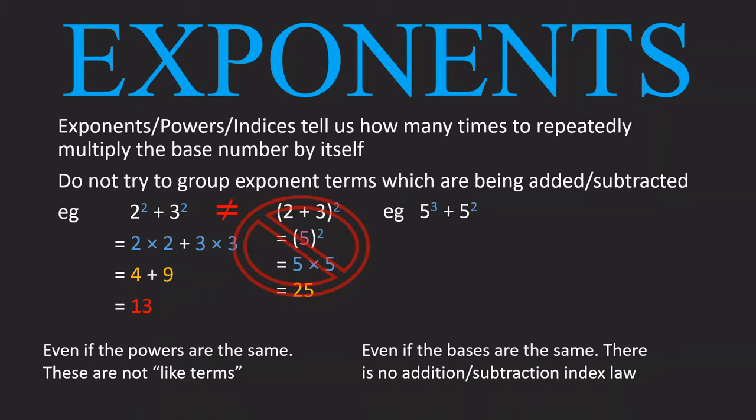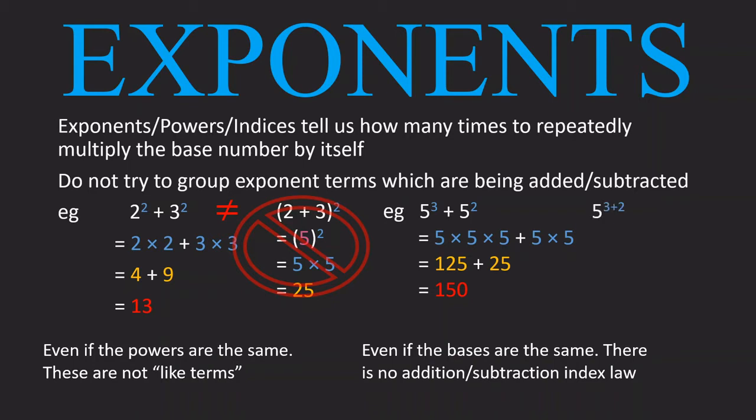So working this out correctly here, first we'll sort out the indices. So 5 to the power of 3 is 3 5's multiplied together. That's 5 times 5 times 5, not 5 times 3. And 5 squared is 5 times 5. Right, so 5 times 5 will be 25, multiplied by another 5, that's 125. So 125 plus 25, that makes 150. Now let's just see what that would have been had I erroneously tried to use power laws.